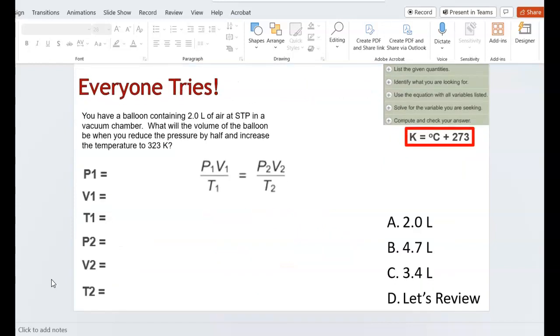I'm going to move to the next one. Again, I'll pause the recording, you give it a try, and when you're ready, put the recording back on and I'll flip to the answer. What makes this one unique is that they're telling you the initial conditions are at STP, so you have to know what STP is. They're also saying we're reducing the pressure by half, so they're not actually telling you the number, expecting you to work that out. Pause the recording here if you need to take another look.